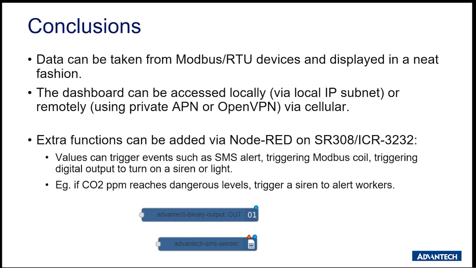For example, we can use a binary output or an SMS output. So if the CO2 level gets too high, we can tell it to trigger a siren via digital output, or we can send an SMS to the floor manager who can say, hey, it's getting dangerous in here, you need to evacuate everybody. So this is just a little example of what we can do with Node-RED, but this is honestly just scratching the surface. For those that are Node-RED inclined, you would know that there's so much more we could do with this platform, but here we're just showing you a brief example of what can be done.